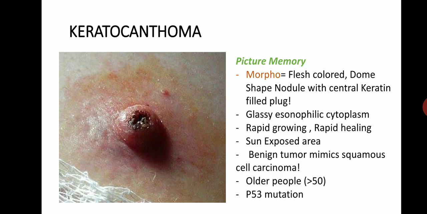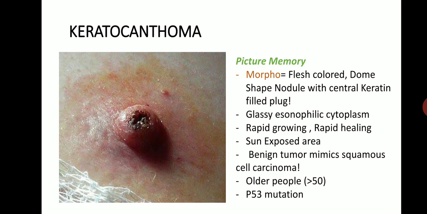Now it has glassy eosinophilic cytoplasm. If we make a picture memory, we can see that it is giving a shiny look, so we can remember by this that it has a glassy eosinophilic cytoplasm. Other than this, it is rapid growing and rapid healing, which means it grows rapidly and heals spontaneously. It occurs in sun exposed areas. Now, what are sun exposed areas? Like face, dorsum of the hand, forearm, like these areas.